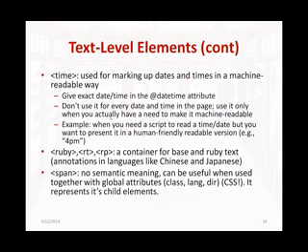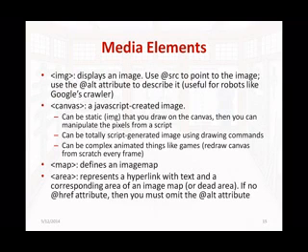Ruby, RT, and RP, these are containers for Ruby text. Ruby text is annotations in Chinese and Japanese, so you may see them, you may not. Span, like div, has no semantic meaning, but it can be used as a container that you can attach JavaScript and CSS for. It is a wrapper, so it represents all of its child elements as well.